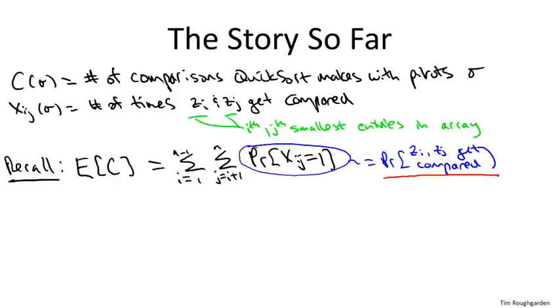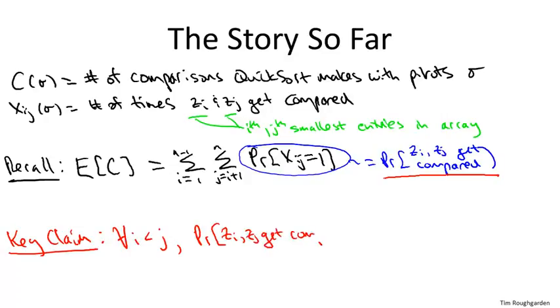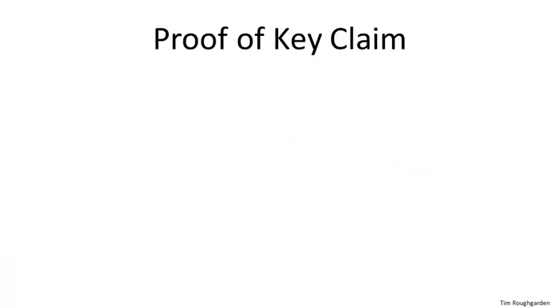So for all pairs of elements, and again, ordered pairs, so we're thinking of i being less than j, the probability that zi and zj get compared at some point in the execution of quicksort is exactly 2 divided by j minus i plus 1. So for example, in this example of the third smallest element and the seventh smallest element, it would be exactly 40% of the time, 2 over 5 is how often those two elements would get compared if you ran quicksort with a random choice of pivots. And that's going to be true for every j and i. The proof of this key claim is the purpose of this video.